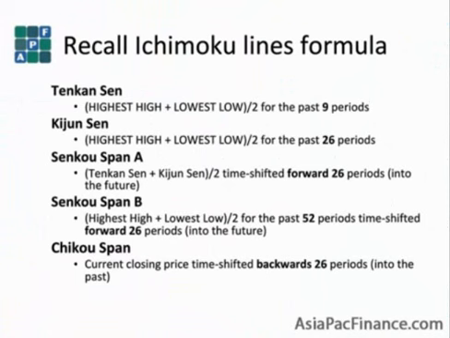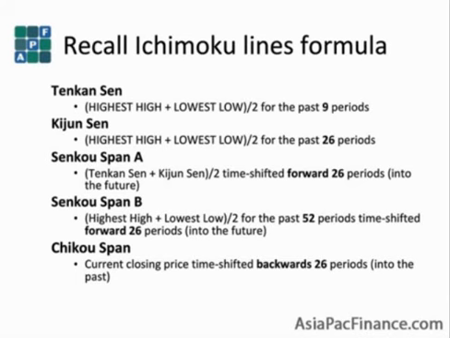In the demonstration that follows, we will be using Microsoft Excel 2007. Firstly, let's recall the formula for the various Ichimoku lines. Let's start with the Tenkan-sen line. It is calculated by taking the highest high and the lowest low for the past 9 periods, divided by 2. Next, the Kijun-sen: take the highest high and the lowest low for the past 26 periods, divided by 2.